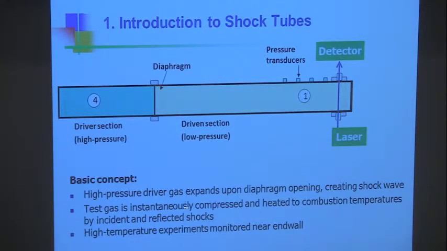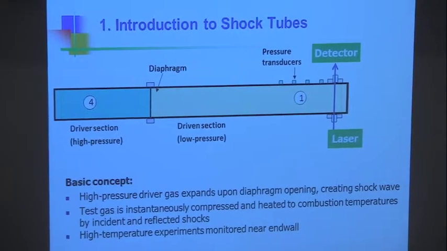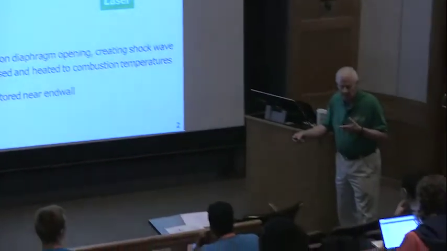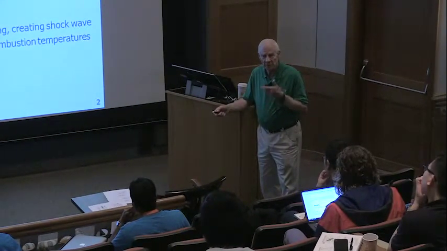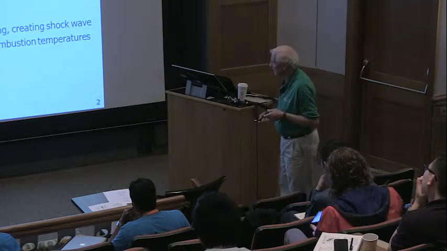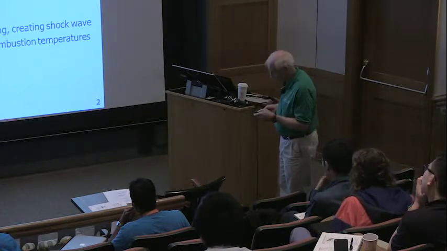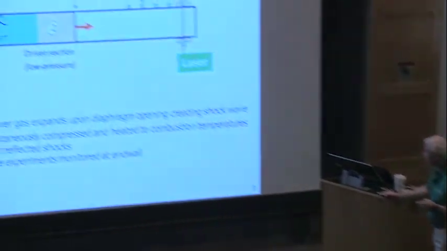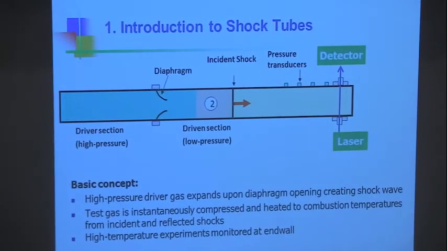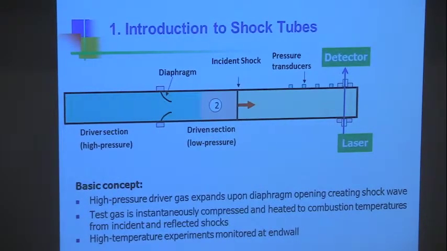The idea is that this test gas is instantaneously compressed because the shock wave itself is very thin, typically about 10 mean free paths. So it's essentially a planar discontinuity in temperature, pressure, and density. Now down here is where we usually do our experiments. The experiments are either done behind the incident shock wave or the reflected shock wave. So the diaphragm breaks, not instantaneously, maybe a few milliseconds.